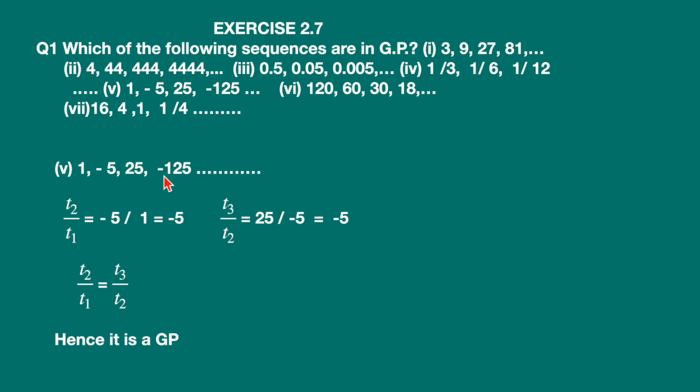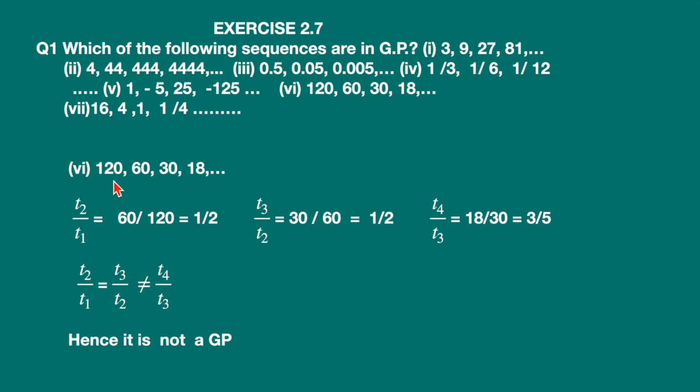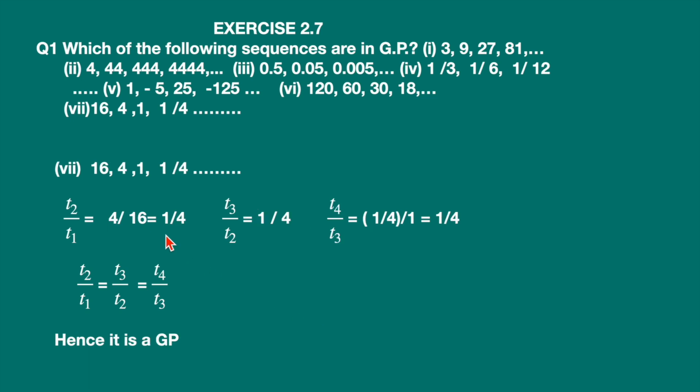Fifth sum. These are the terms. Let us find out. Minus 5 divided by 1 is minus 5. 25 divided by minus 5 is minus 5. Minus 125 divided by 25 also will be minus 5. So all these ratios are equal, hence it is a GP. Sixth sum. 60 divided by 120 is 1 upon 2, 30 divided by 60 is 1 upon 2, but 18 divided by 30 is 3 upon 5. So these three ratios are not equal, hence it's not a GP. Seventh sum. Very simple these sums are, to check whether it's a GP or not. Divide 4 by 16. So 4 upon 16 is 1 upon 4. Third term divided by second term is also 1 upon 4. This is 1 upon 4 divided by 1, that is also 1 upon 4. So all three are equal, hence it's a GP.